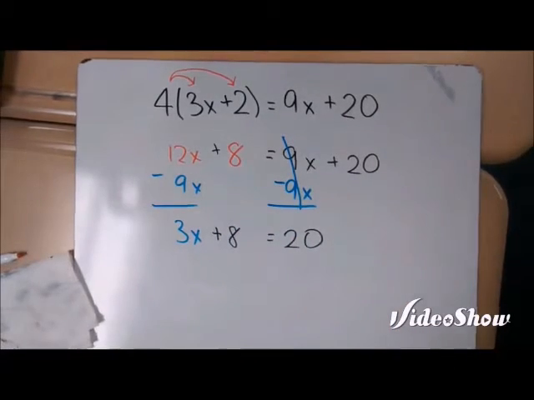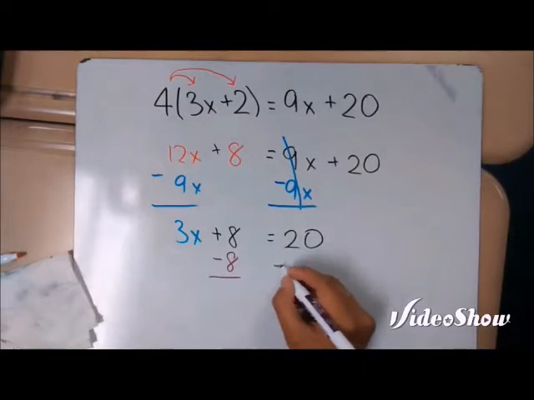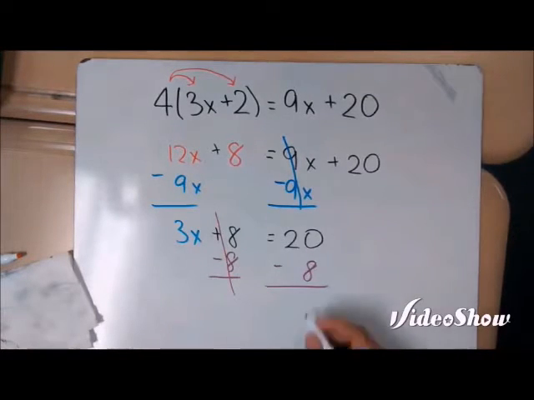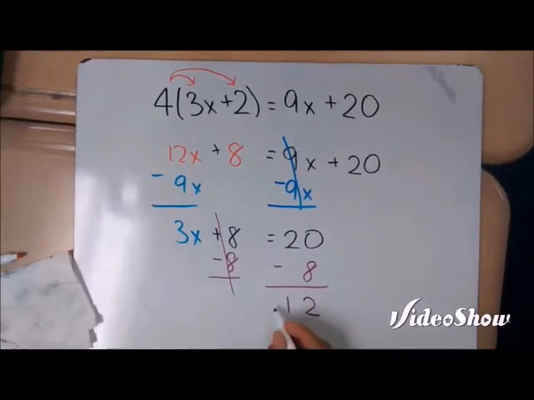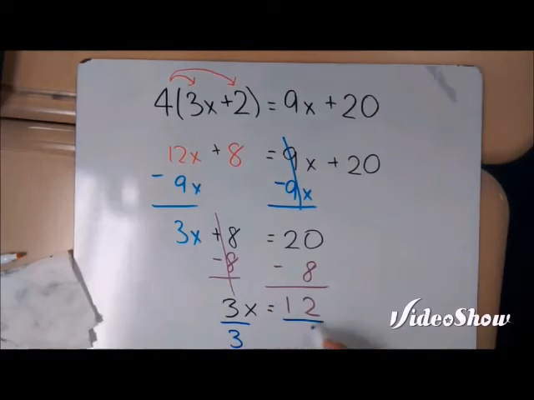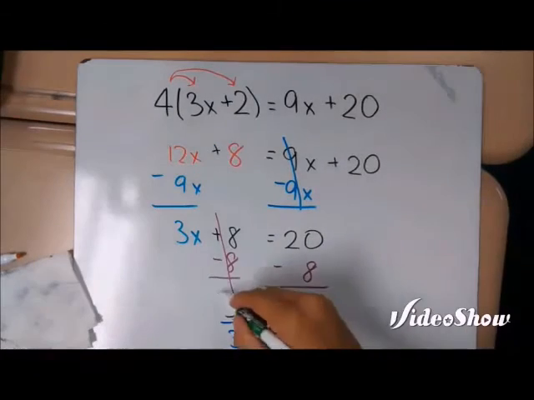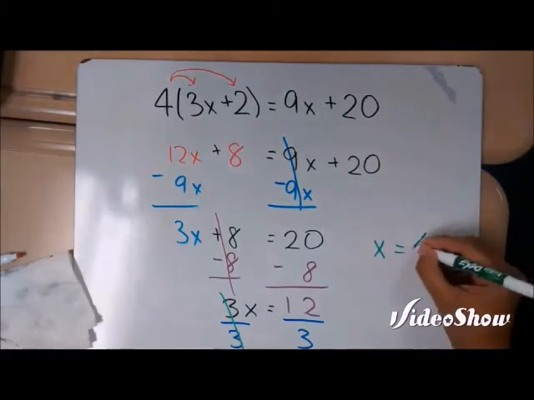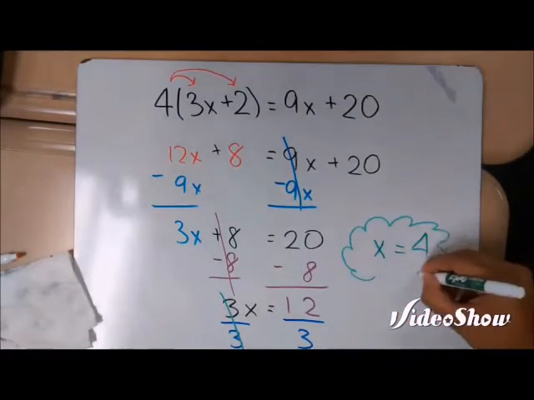After that, you use the inverse operation of addition and subtract 8 on both sides to keep the variable on one side. The 8's cancel out, and you're left with 3x equals 12. Use the inverse operation of multiplication and divide both sides by 3. The 3's cancel out because of the opposing signs, and the answer is x equals 4.